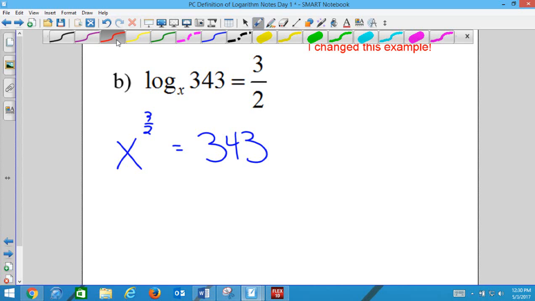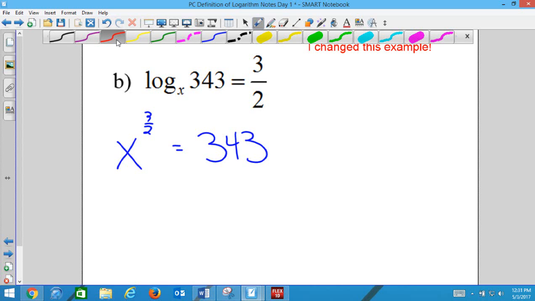So how do you solve for x? What do you think, Jason? We need to make the exponent 1. I could square root it.